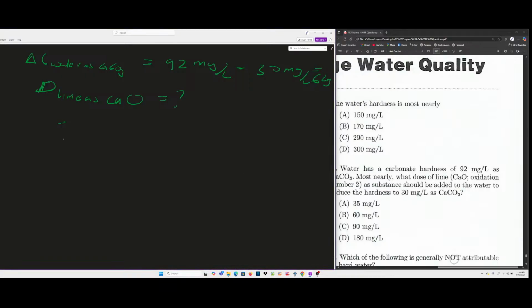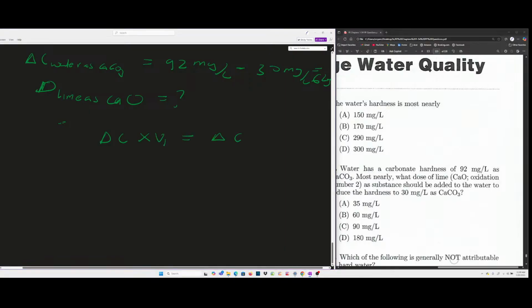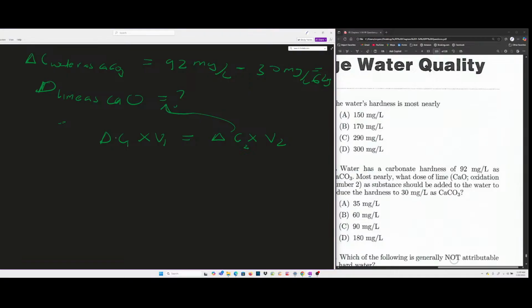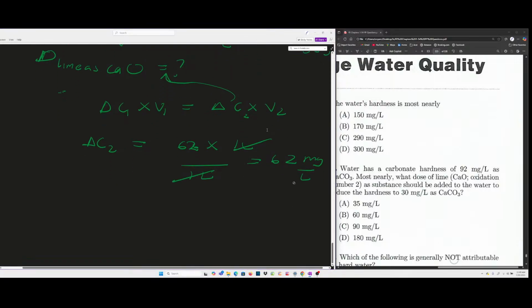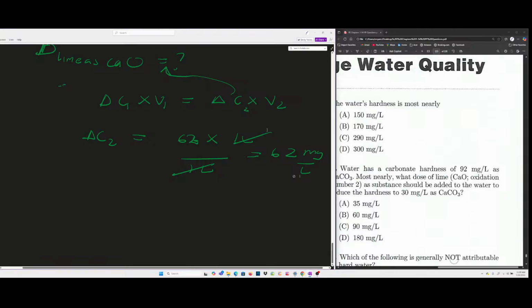So we're going to use the formula change in C1 times V1 equals change in C2 times V2, and this equals the dose of lime. So change in C2 is equal to 62, with a standard of 1 liter over 1 liter. So this is going to give us 62 milligrams per liter. That's our concentration of dosage of lime.